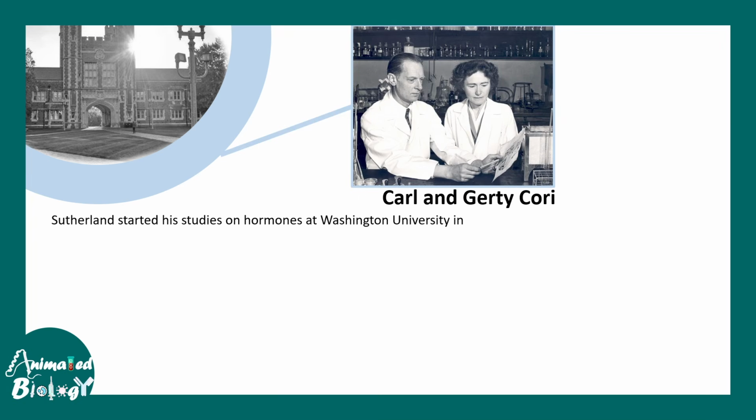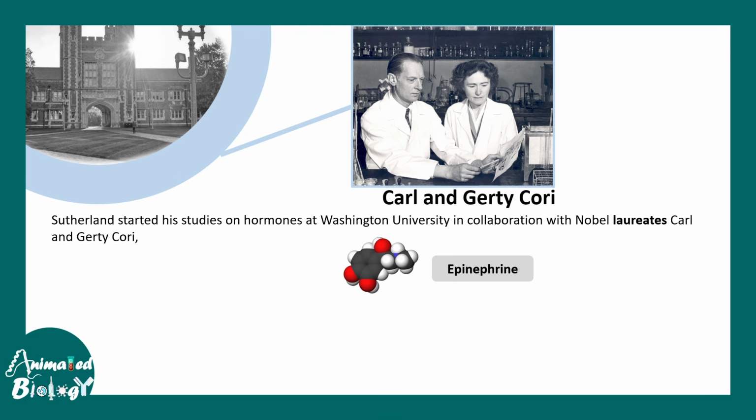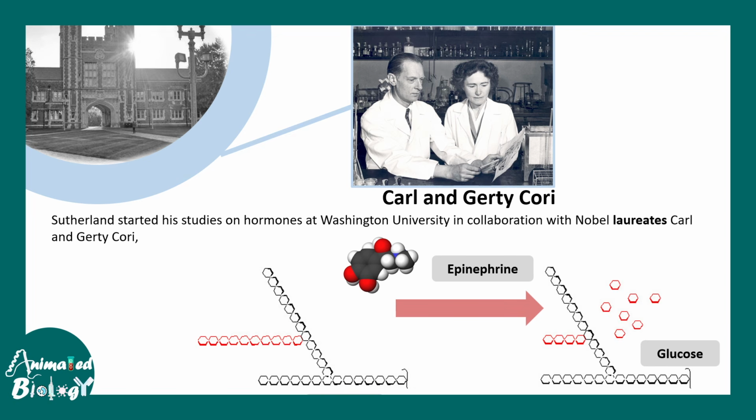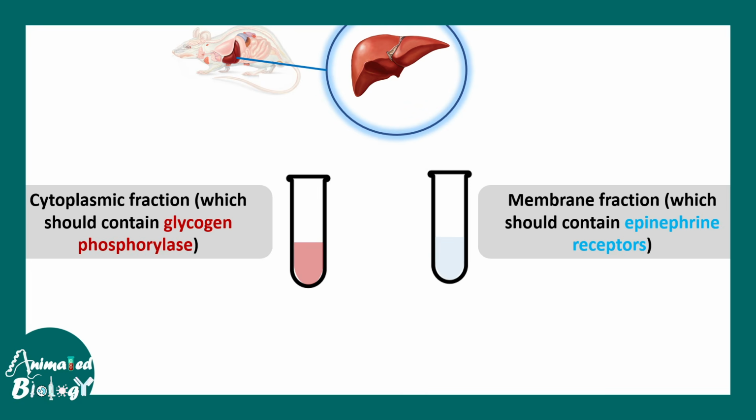Now it was the lab of Carl Cori and Gerty Cori where he used to work. So he was trying to study the role of the hormone epinephrine, and he was looking at it in the context of glycogenolysis. That means breaking down of glycogen into glucose. Now in one ingenious experiment, which is very simple, he took the cytoplasmic fraction of the liver. Obviously in the cytoplasmic fraction, the enzyme glycogen phosphorylase, which is really important for glycogenolysis, would be there. He also took the membrane fraction, which is supposed to have the adrenergic receptors, the epinephrine receptors.